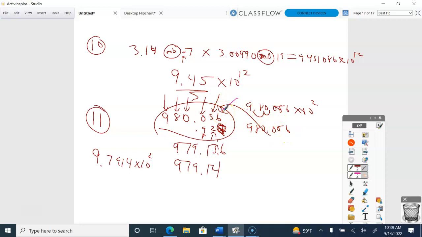A minus sign, and move it the other way. So the answer is 979.14. Yes. Well, yeah. Does that make sense? You good there?